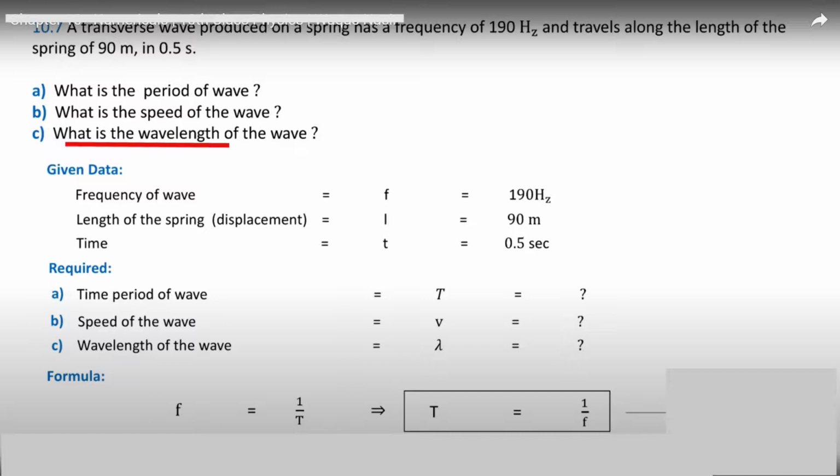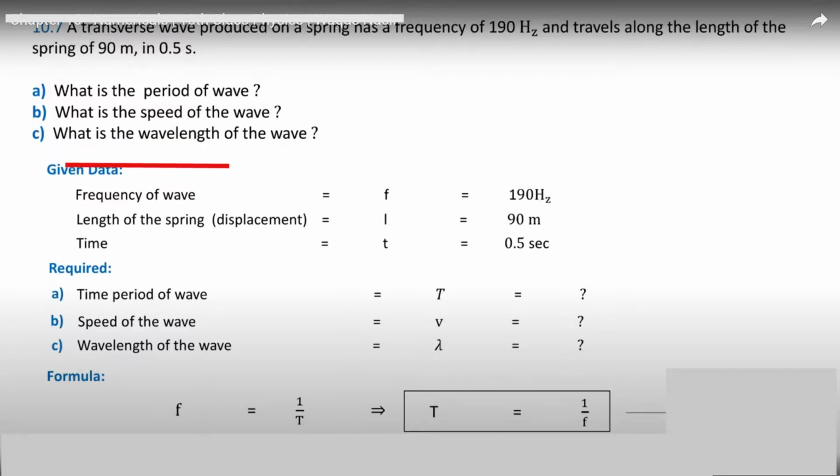So we will write the given data, but before solving it we have to understand what the numerical is telling us. There is a disturbance created on a spring, and the disturbance is traveling along the spring, and it will cover some distance. Okay, so it is a little bit different from other numericals.